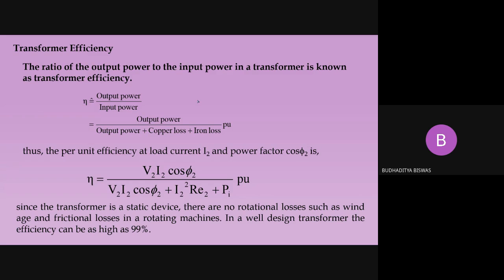But for an old transformer, not a well-designed transformer, due to aging, the error may be there. So in that transformer, the efficiency may be 90 to 95%.